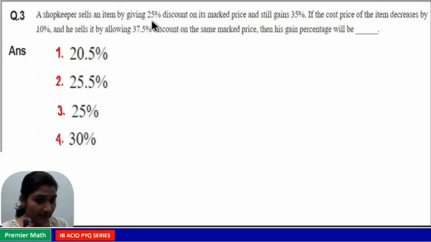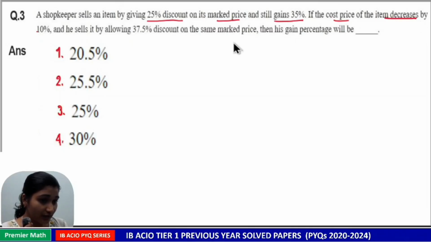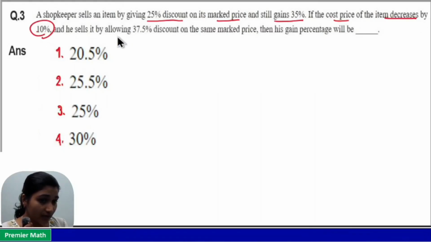A shopkeeper sells an item by giving 25% discount on its mark price and still gains 35%. If the cost price of the item decreases by 10% and he sells by allowing 37.5% discount on the same mark price, then his gain percentage will be?